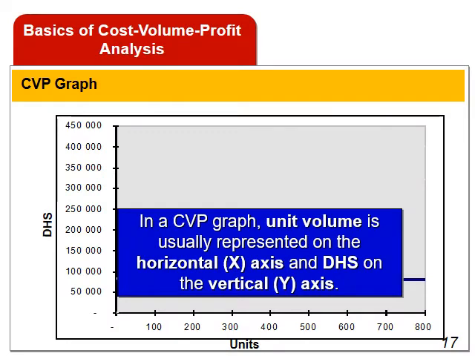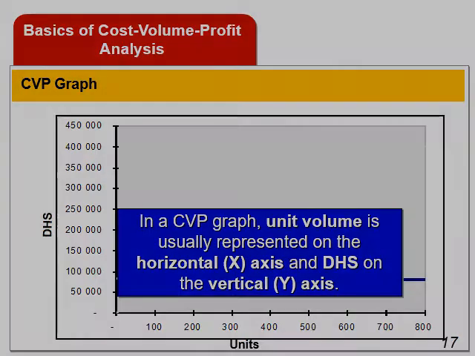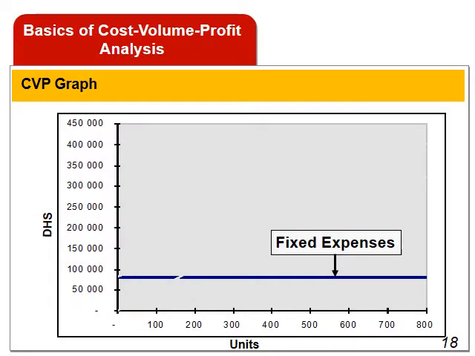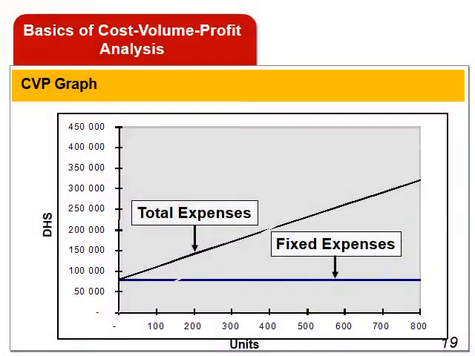In a CVP graph, unit volume is usually represented on the horizontal x-axis and dirhams on the vertical y-axis. Once we have settled on this convention, we will plot the fixed cost. The first step begins by drawing a line parallel to the volume axis to represent total fixed expenses of 80,000 dirhams. Next, choose some sales volume, for example, 500 units, and plot the point representing total expenses, fixed and variable, at that sales volume.